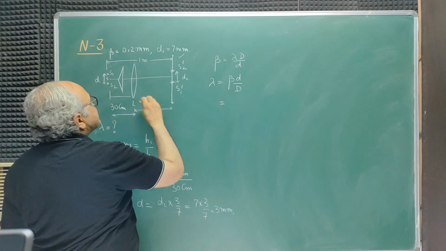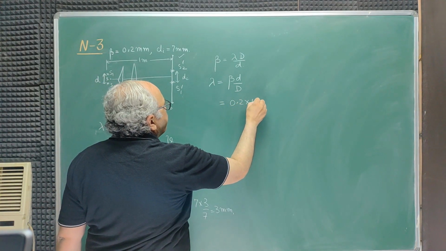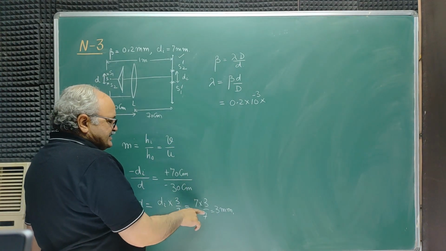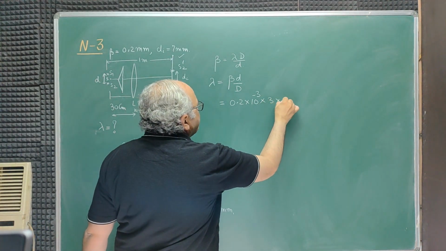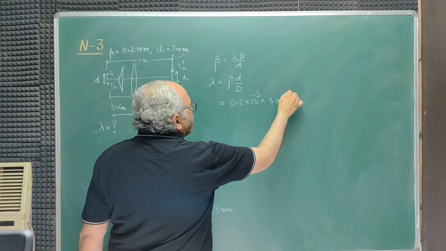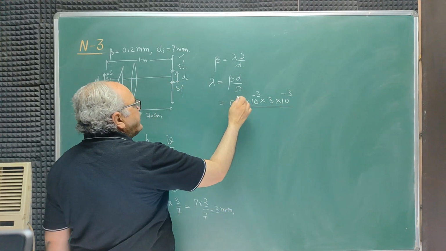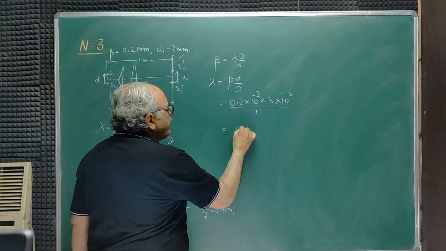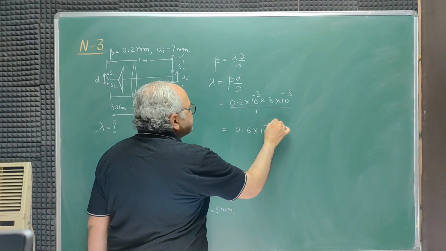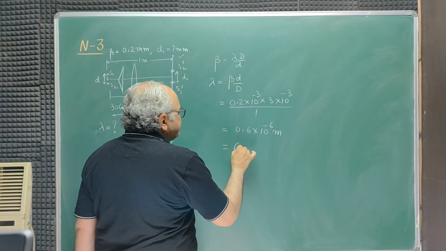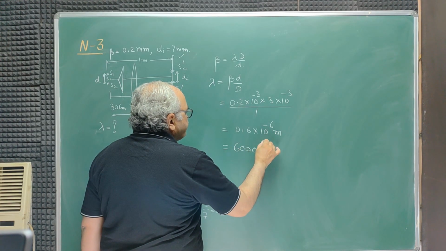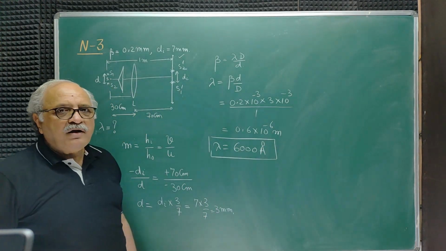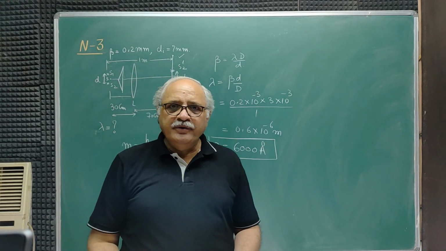So beta given to us is 0.2 mm and d, the distance d which we have worked out, is equal to 3 into 10 to the power minus 3, and capital D in this case is 70 plus 30, that is 1 meter, and this comes out to be 0.6 into 10 to the power minus 6 of meter, or we can say 6000 angstrom. So this is the wavelength of the light, which is the answer for this particular numerical.